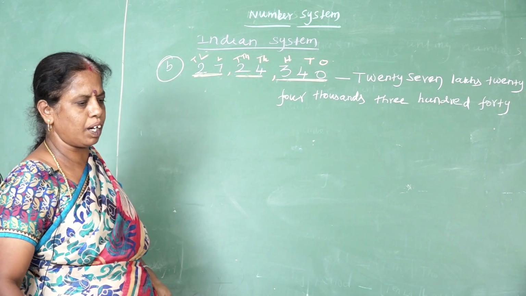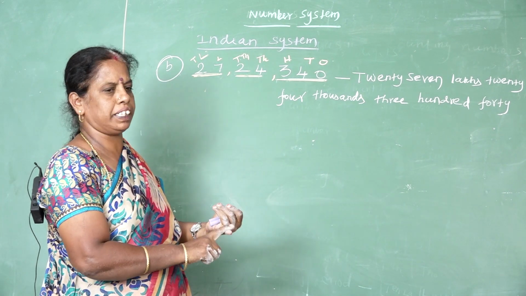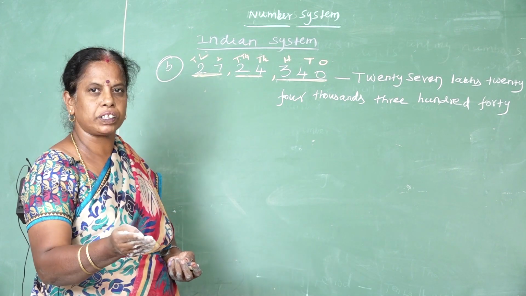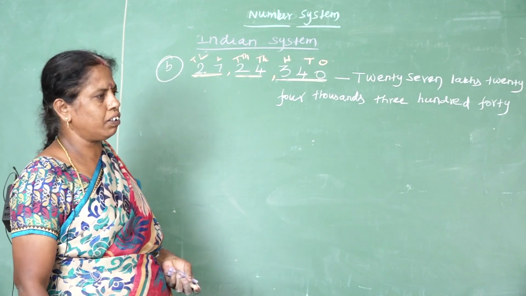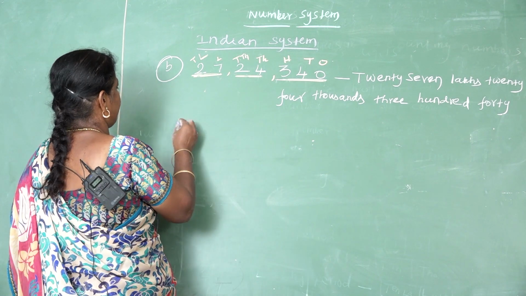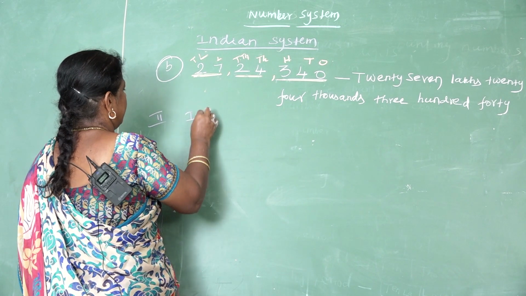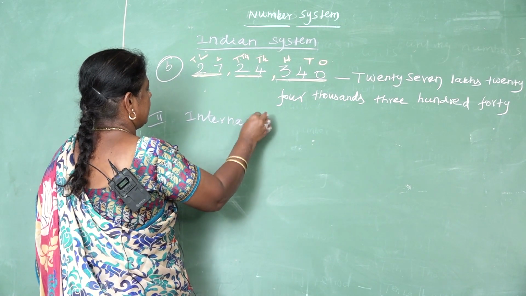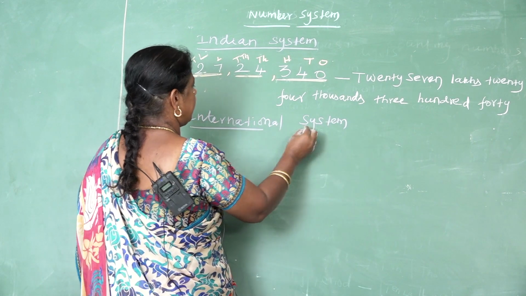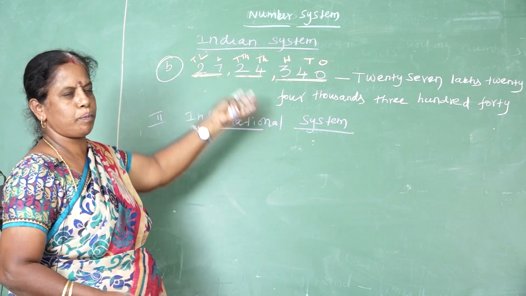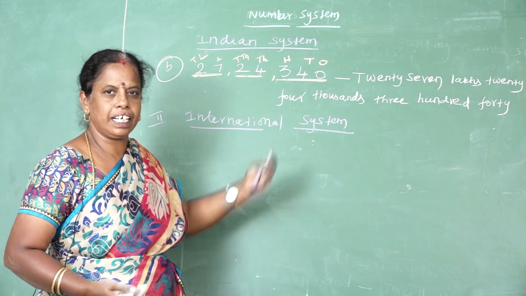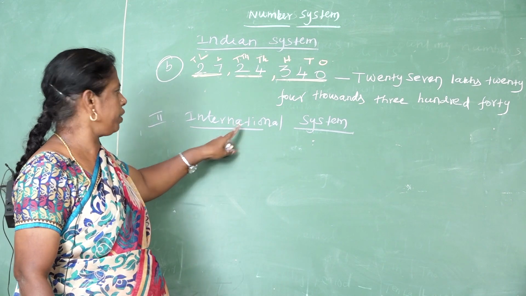Now, can you understand the Indian system? The Indian system has the first three digits for the ones period, the next two digits for the thousand period, and the next two digits for the lakhs period. Can you understand? So shall we move to another method? What is it? The international system. The number system has two types: one is the Indian system, another one is the international system. So now shall we move to the international system?